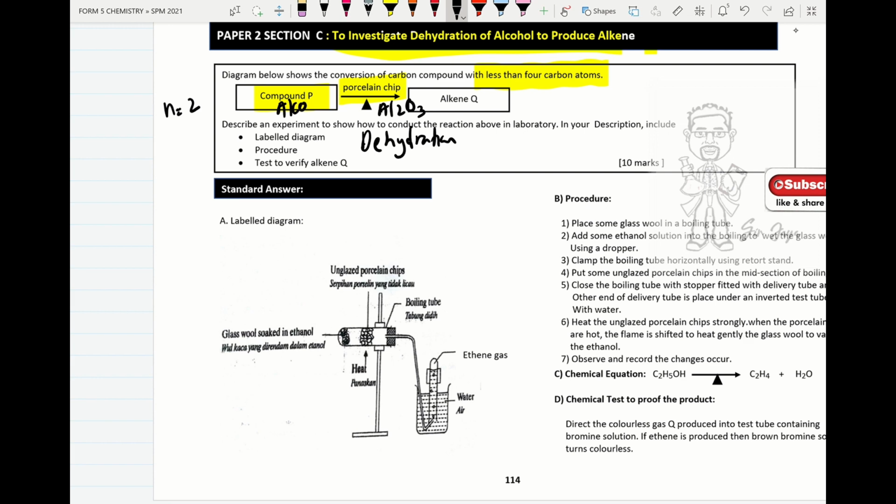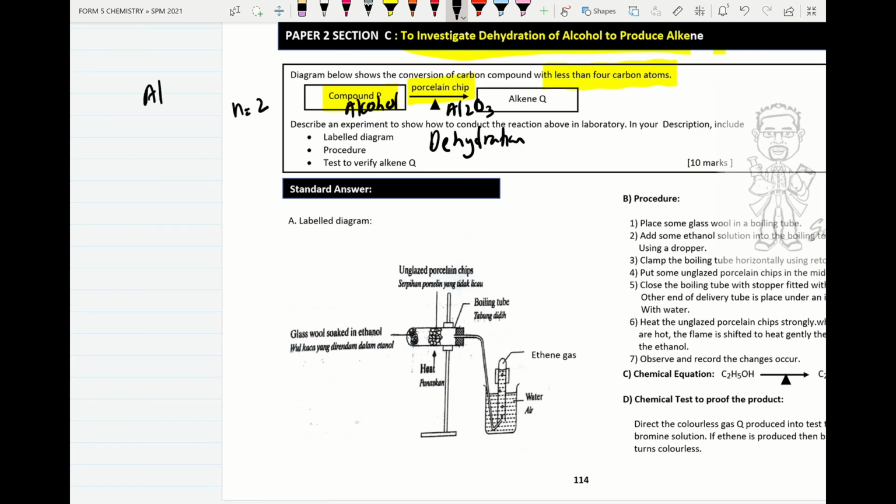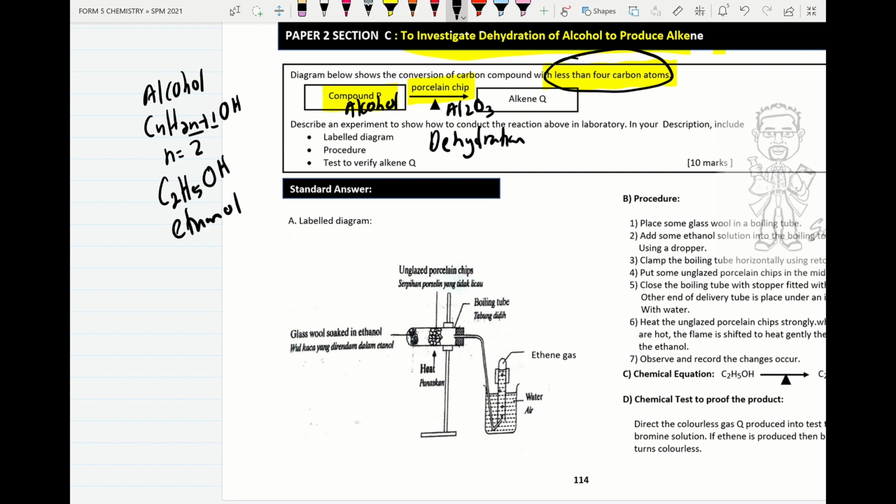So this will be alcohol. The general formula of alcohol, please remember, is CnH2n+1OH. Since it is less than 4 carbon, I apply n=2, so the formula is C2H(4+1), which is C2H5OH. And the name of this alcohol, please remember, is ethanol.